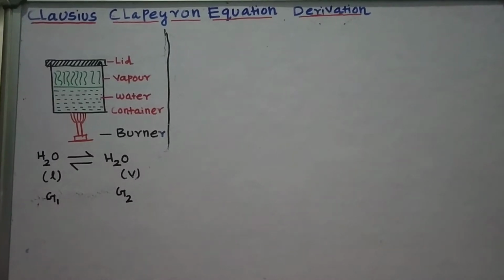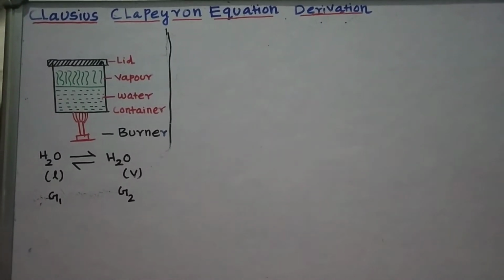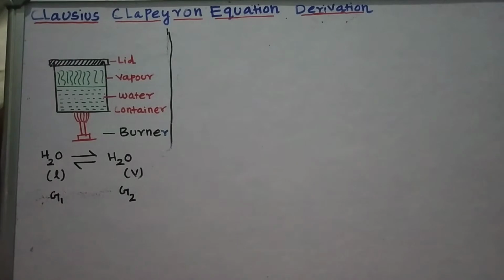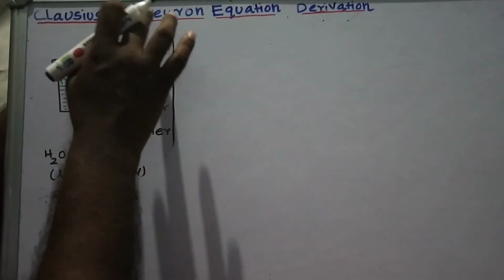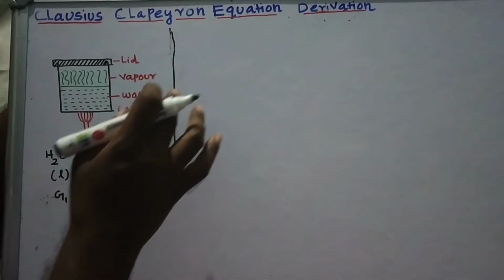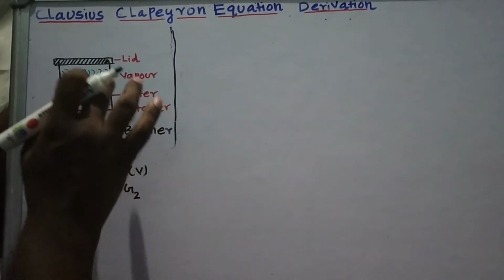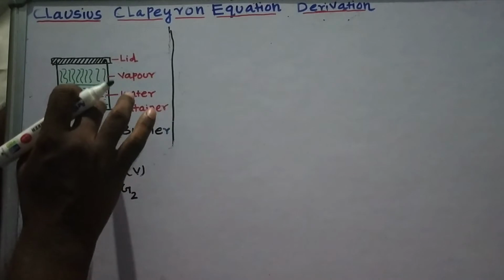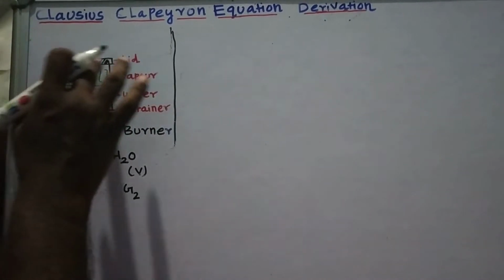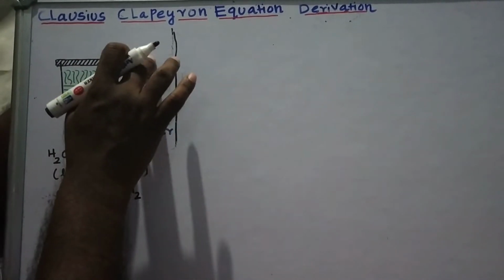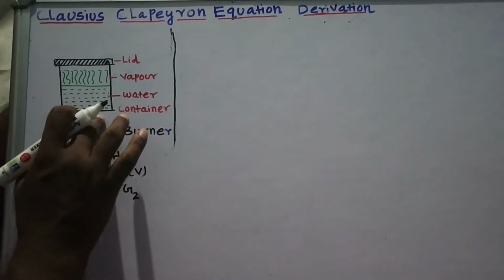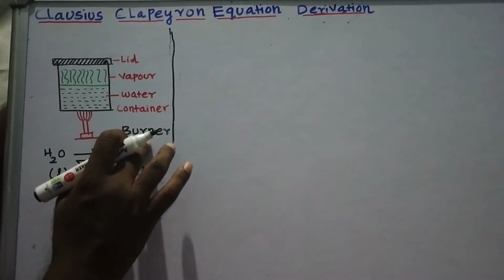Good morning, students. Today we are going to discuss an important derivation in chemistry, that is the Clausius-Clapeyron equation derivation. Now let us consider a container. Half of the container is filled with water. Then the top of the container is tightly closed by a lid. The container is heated with the help of a burner.